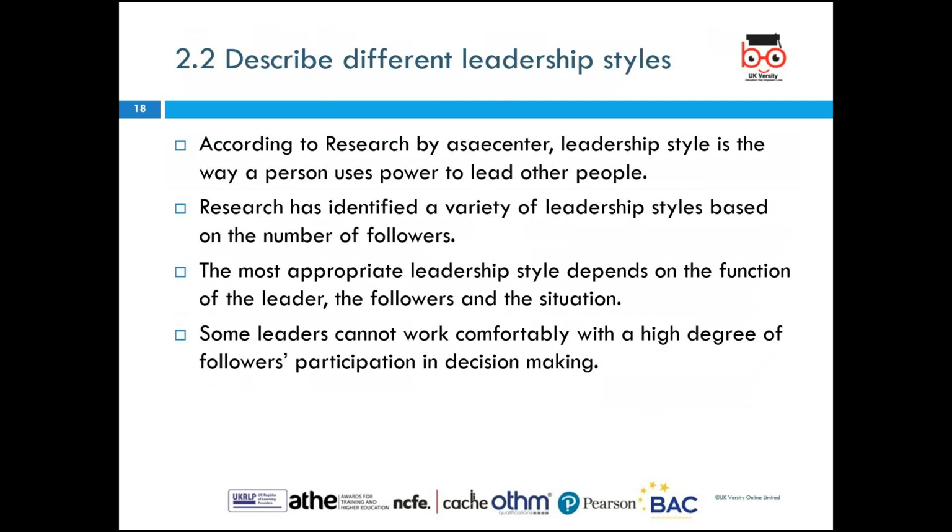So 2.2, we're going to look at different leadership styles. I think there's 12 leadership styles that we'll be looking at here. According to research by ATHE Center, leadership style is the way a person uses their own power to lead other people. There's lots of different leadership styles in completely different ways. So I'm just going to go through those 12 different styles, and we'll see what they are.